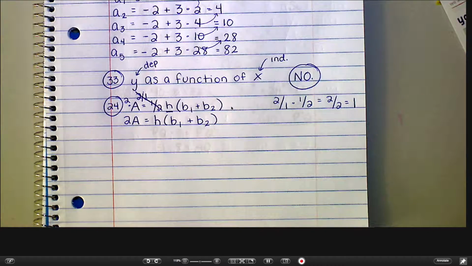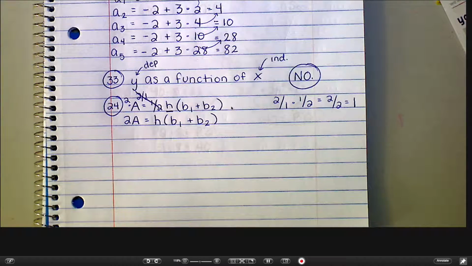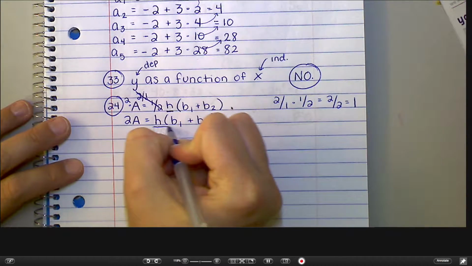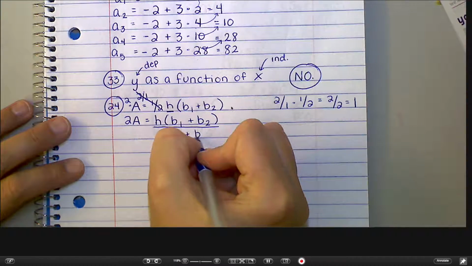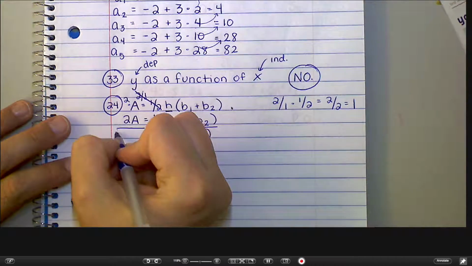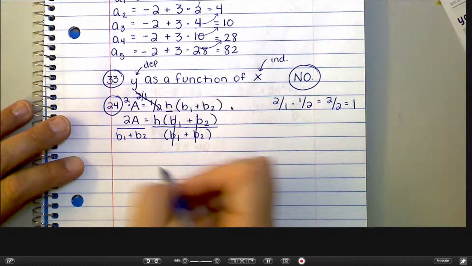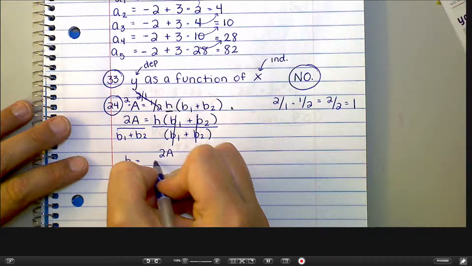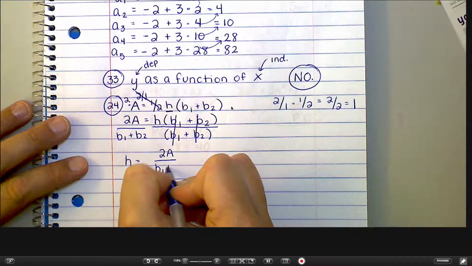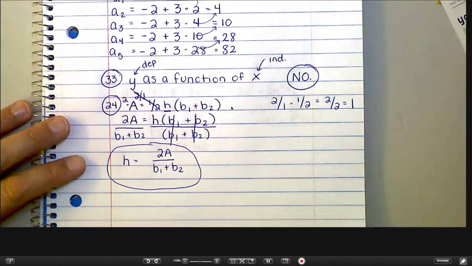Glad you asked. Okay, so how is h attached to the parentheses? So how do you want to get rid of it? Yep, divide everything by the parentheses. Divide by b1 plus b2, and divide by b1 plus b2. Gone and gone. And so now I have h equals 2a over b1 plus b2. And that's how you would solve for h.